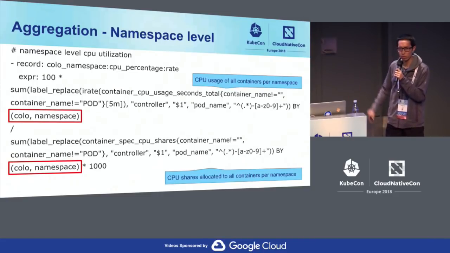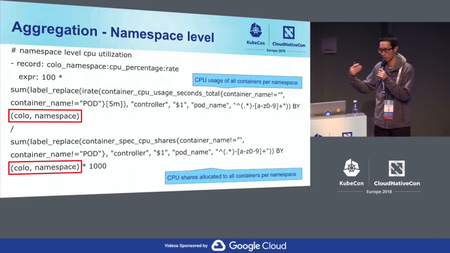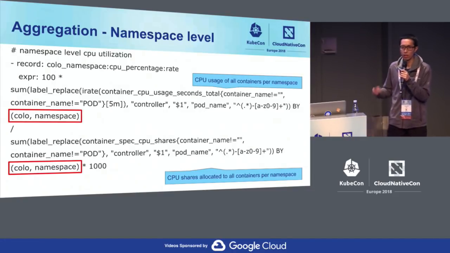This is similar to the previous rule. The difference is just that it gives us a different level of the CPU utilization. This is the namespace level. You can see we preserve two labels, Colo and namespace.